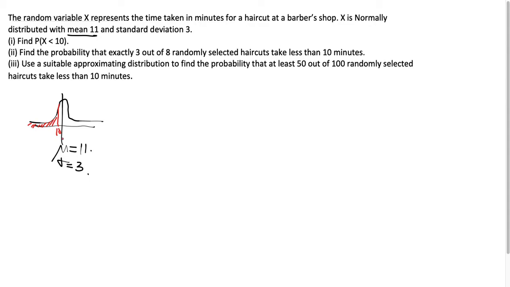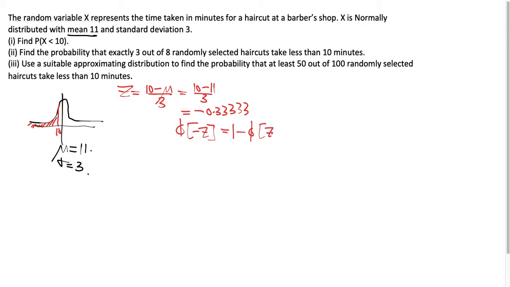So it should be less than 50%. Okay, less than 50%. So let's find the z-score. Z equals 10 minus mu over 3, so this is 10 minus 11 over 3, and the answer is negative 0.33333 recurring.